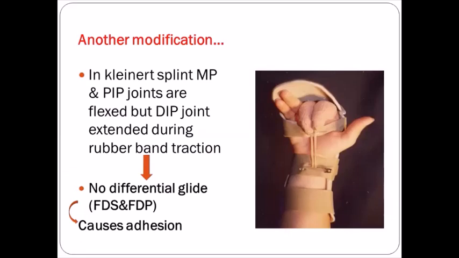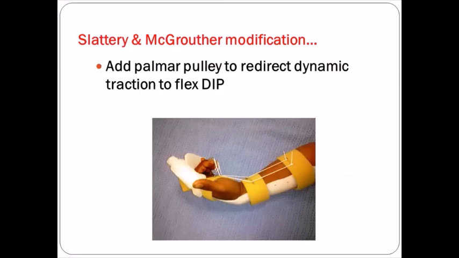To minimize this problem, there is another inclusion called the Palmer pulley. Here you can see this one is made by me. The Palmer pulley is applied, which is going to flex the DIP joint also along with the PIP joint. It redirects the force through this Palmer pulley, and in that way you are going to glide both flexor digitorum superficialis and profundus. That is called the differential gliding of FDS and FDP.